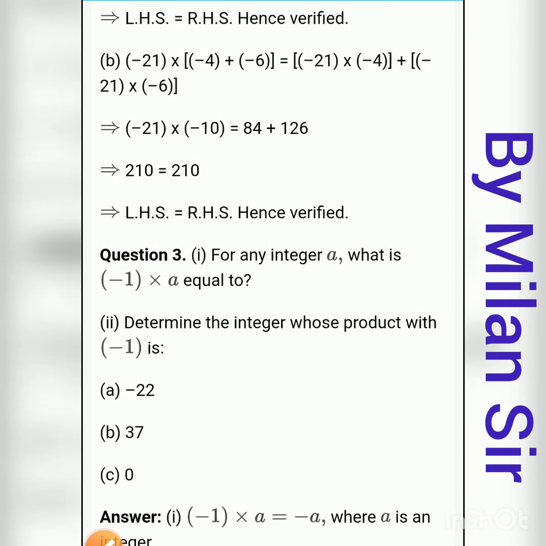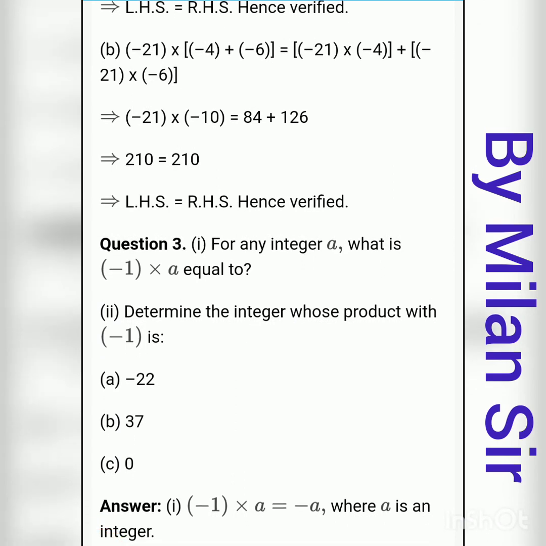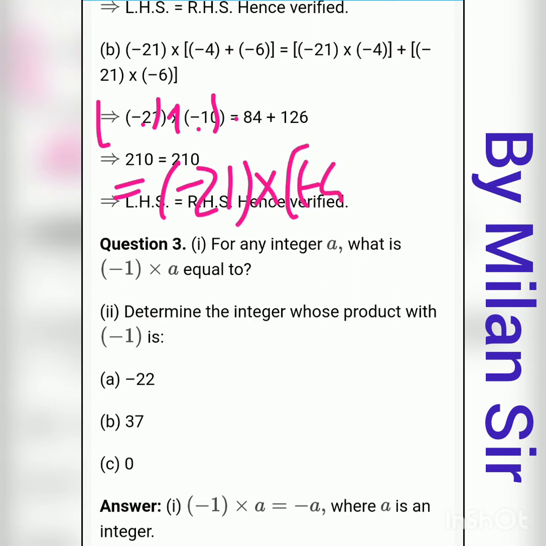Then part B. Again, first of all the left hand side. LHS is equal to minus 21 multiplied by minus 4 plus minus 6. Here also the distributive property is there. Again, distribution of multiplication over addition. Here there is multiplication, that's why it is distribution of multiplication, over addition, with a positive sign in between.